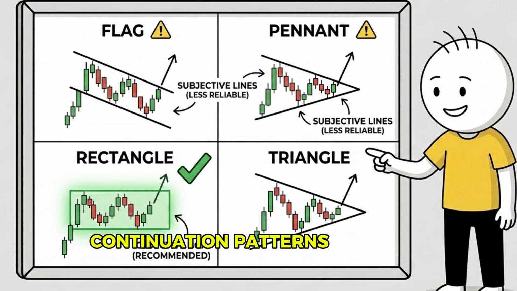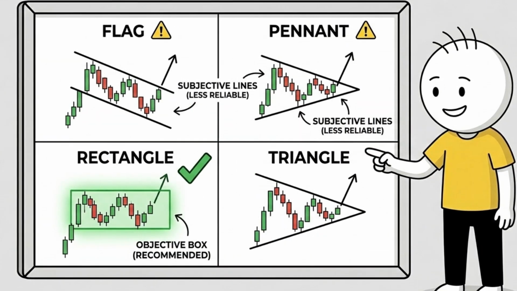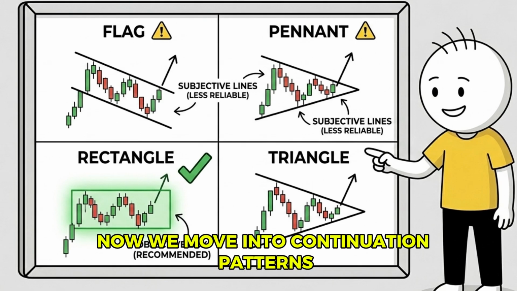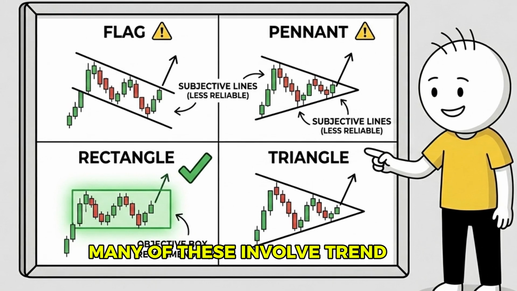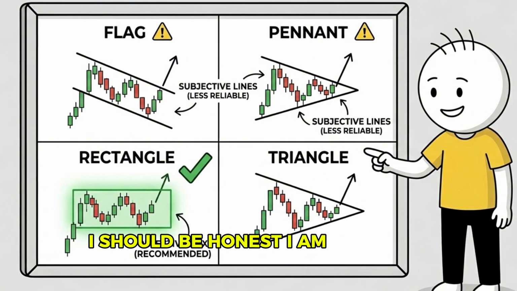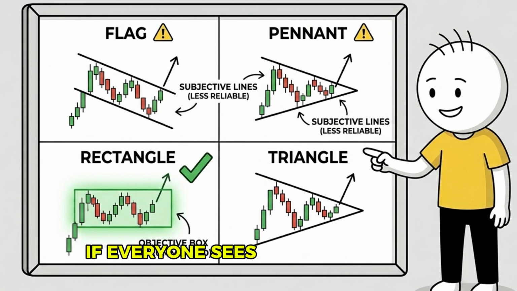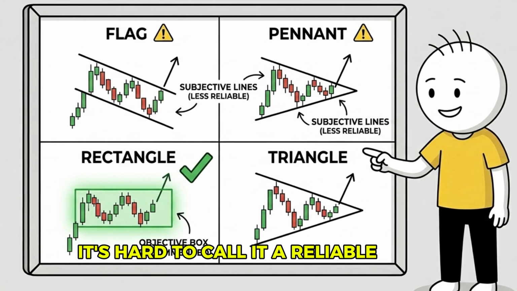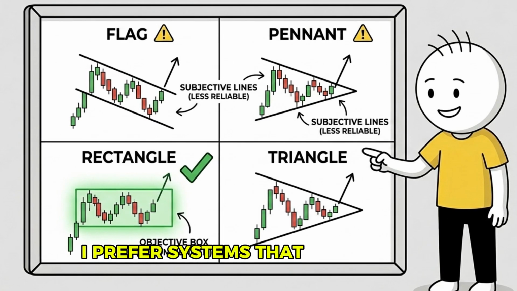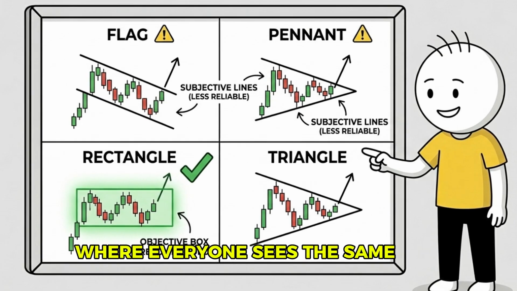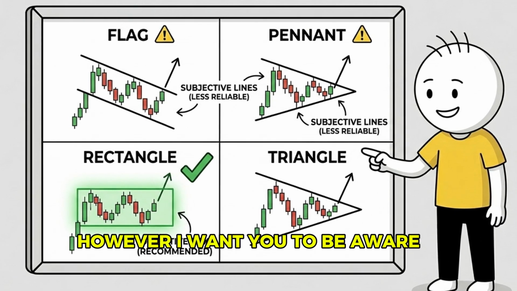Continuation patterns. Flags and pennants. Now we move into continuation patterns. Many of these involve trend lines. I should be honest. I am generally against trend lines because I find them too subjective. If everyone sees a line differently, it's hard to call it a reliable system. I prefer systems that are objective, where everyone sees the same thing. However, I want you to be aware of these.